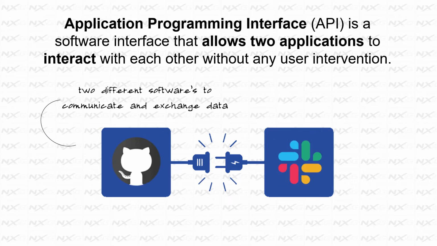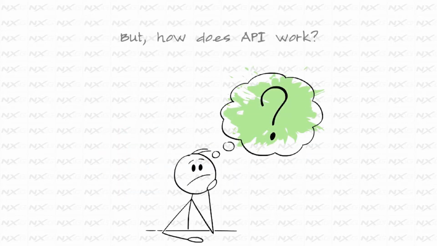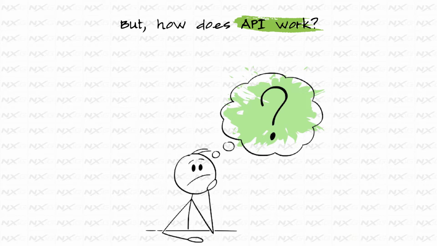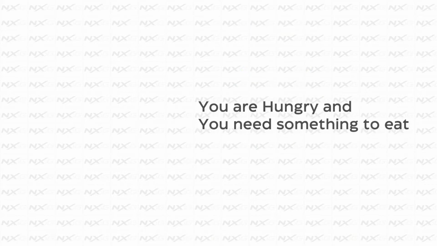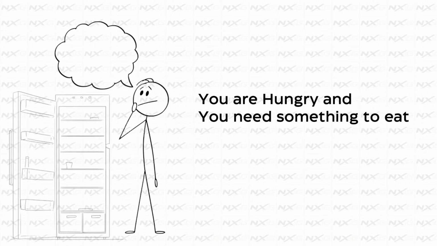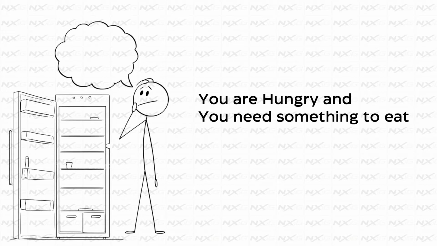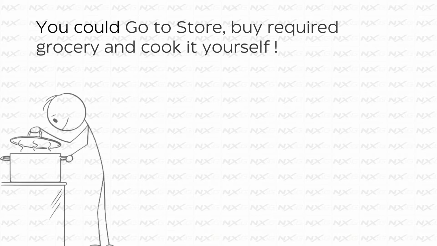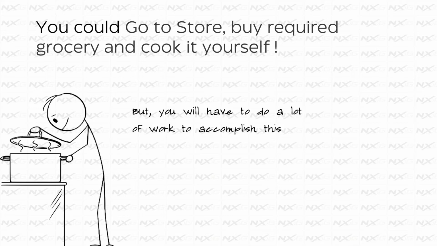How does API work? To understand the functionality of the API, let's see the following example. Now just imagine, when you go to the kitchen and open the fridge to prepare something to eat, because you are hungry and at home, you discover that there is nothing there to eat. You could go to the store and buy the required groceries and cook it yourself. But you will have to do a lot of work to get your delicious dish to eat.